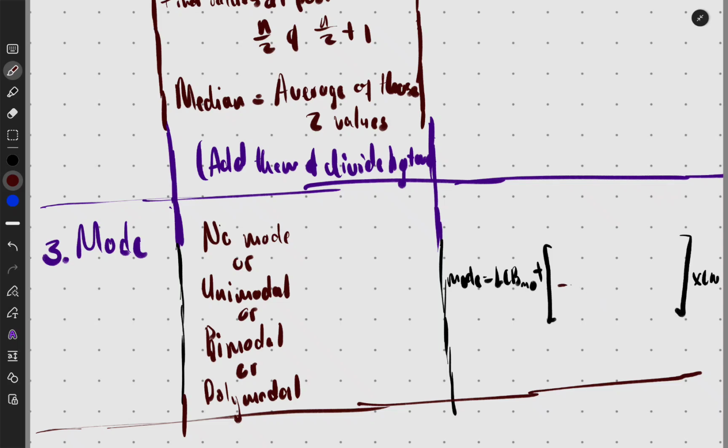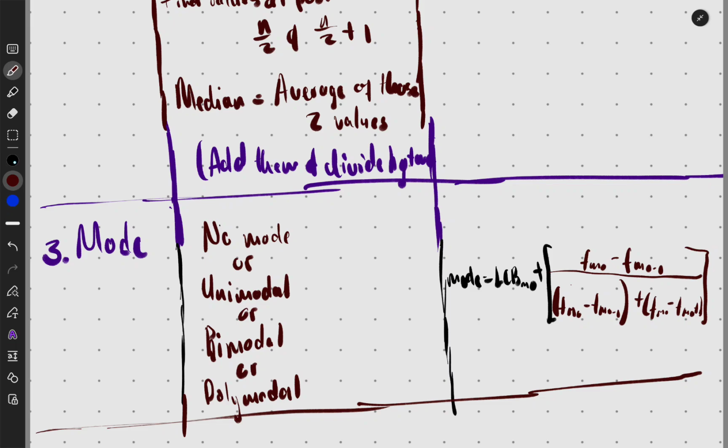For mode, over here, it will be the frequency of the modal class minus the frequency of the class before the modal class, plus you now put the frequency of the modal class minus the frequency of the class after the modal class. So this is what happens, and this is what goes in your fraction. On the top is just going to be the first thing, which is the frequency of the modal class minus the frequency of the class before the modal class. This is what you're going to have.